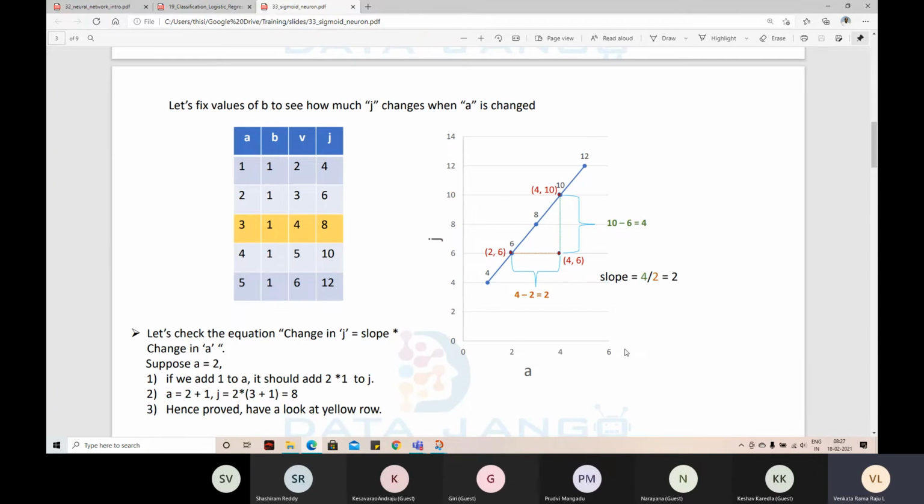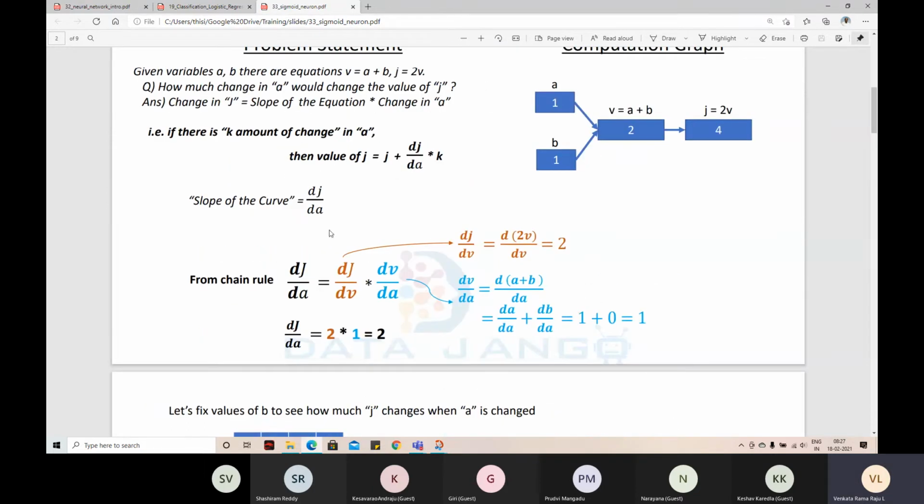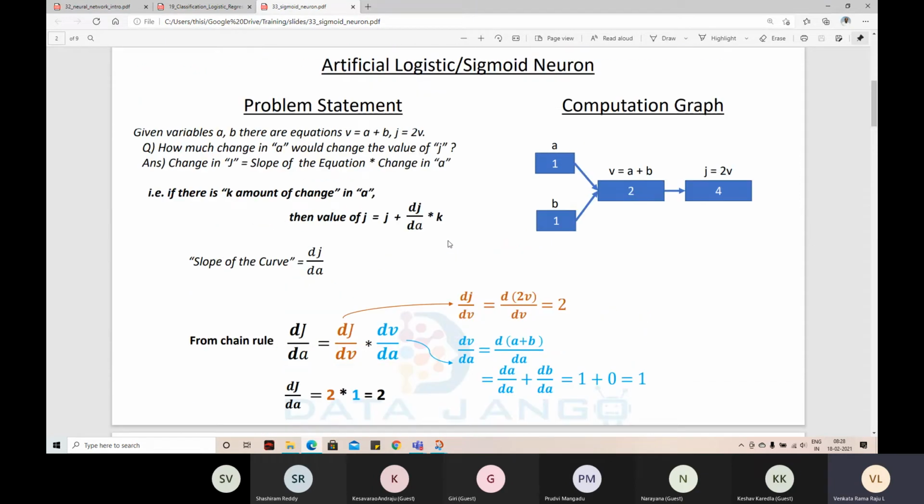If you look at this diagram, I changed 1 unit in A, and 2 units changed in J. I have taken A and J on a graph to see the slope. The slope lets you know the rate of change when you change A. How many units you change and how many units it changes can be known by the slope, and that slope can be calculated by the derivative. That's how we came to the derivative. I think we already know this, and I already explained it.